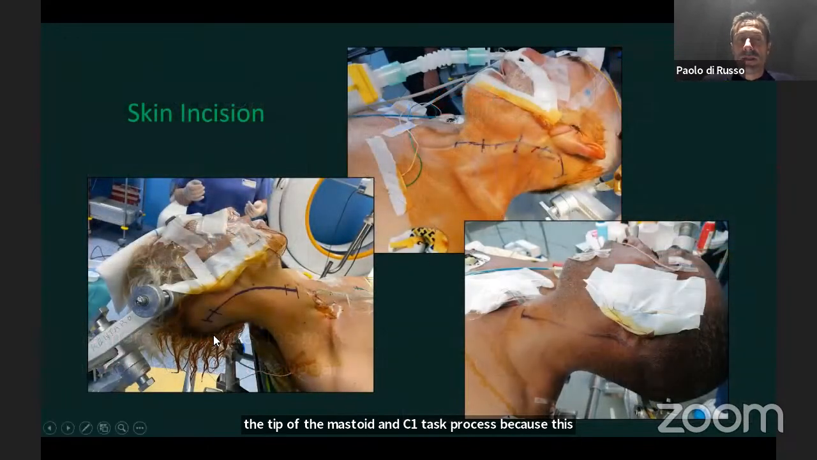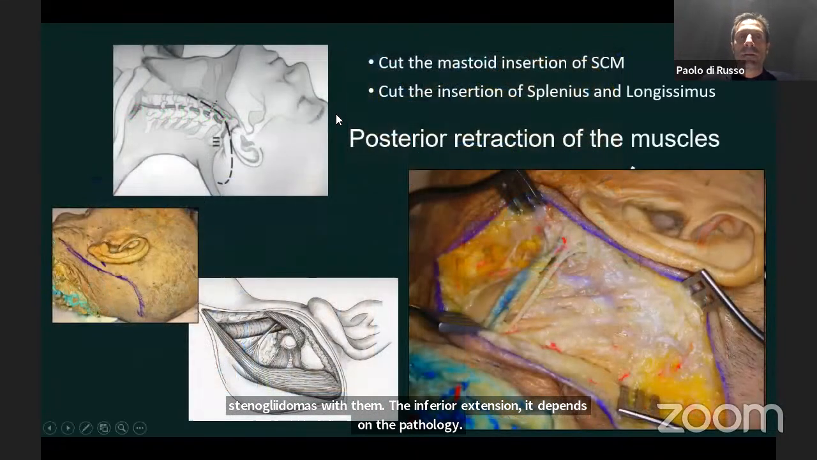So the skin incision goes from the superior nuchal line all the way down, crossing the sternocleidomastoideum at the level of the tip of the mastoid, and then following the ventral border of the sternocleidomastoideum. The inferior extension depends on the pathology, so you can go all the way down to C7 if necessary.